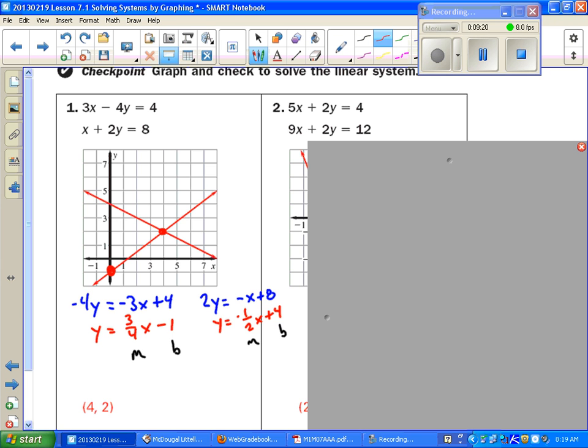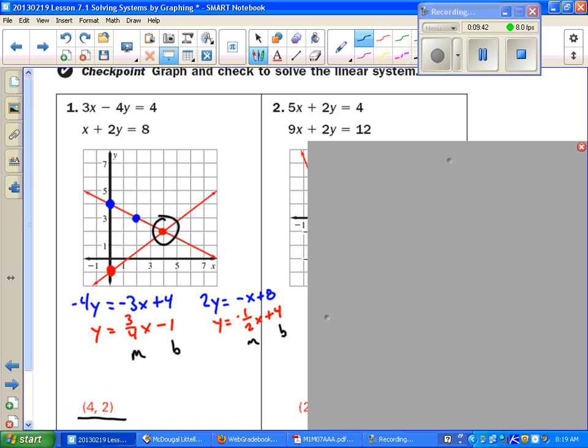Your second equation tells you to begin at +4. And it tells you to go down 1 and to the right 2 times. So down 1 and to the right 2 times. There's your second point. You draw a straight line through both of those. The point where they both intersect is there. That point is 4, 2.